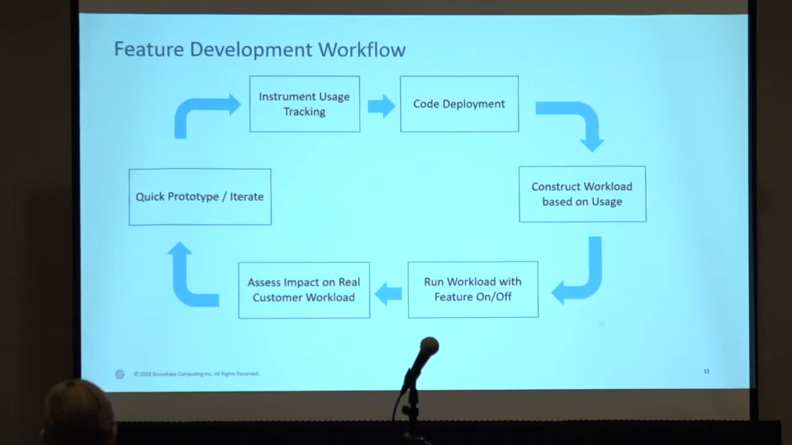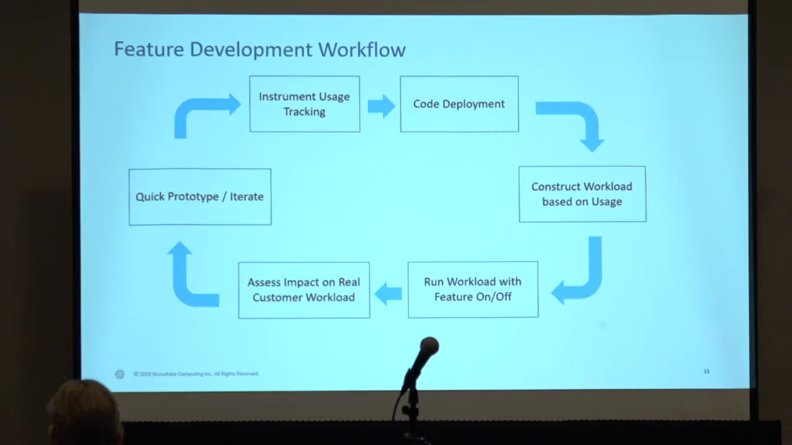So here is how we use Snowtrail for feature development inside Snowflake. So the developer starts with a quick prototype of the feature, implements a usage tracking mechanism in the code to instrument which query can potentially use this feature, and waits for the code to be deployed. That's usually less than a week because we do a weekly online upgrade process. So after the code is deployed, Snowtrail automatically constructs a workload based on the usage tracking information that the developer puts in the code.